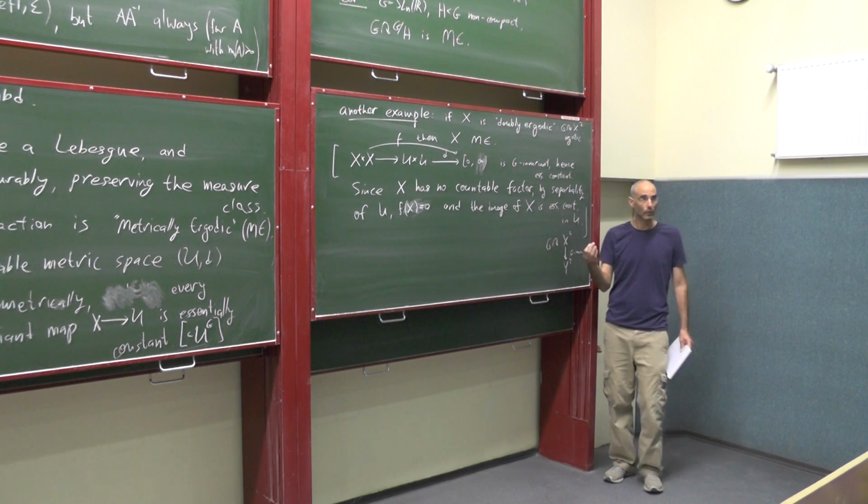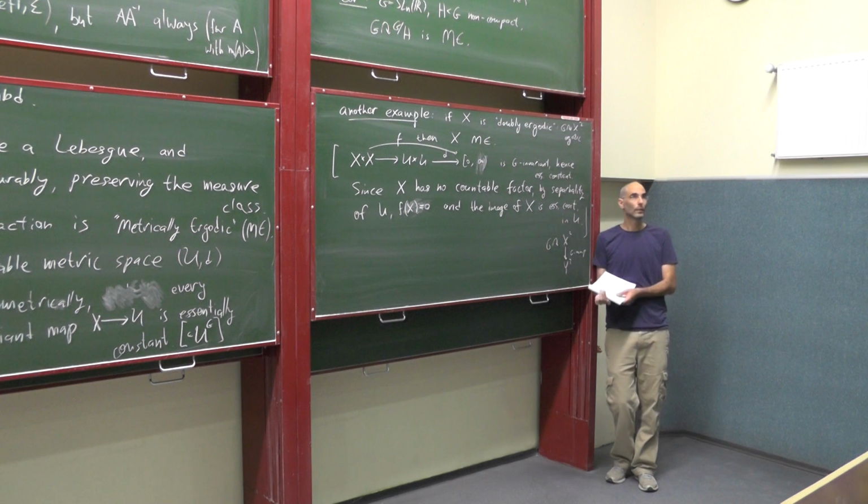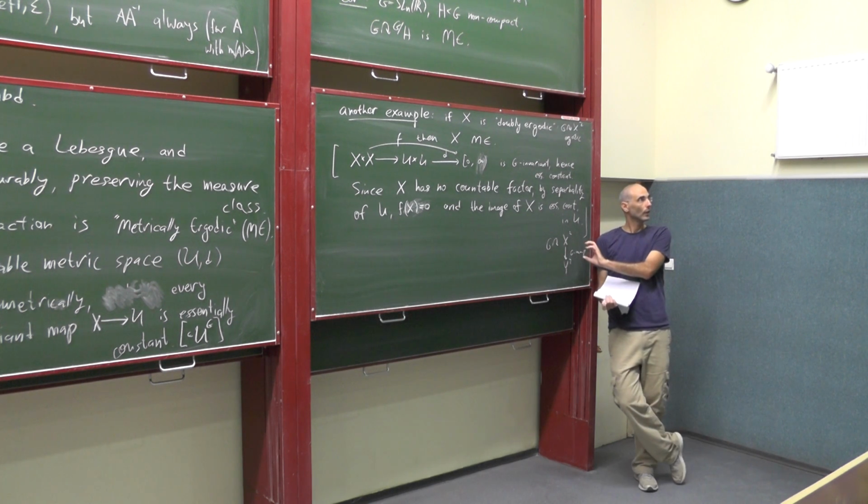These are nice things to keep in mind, that positivity of the measure of the diagonal in X squared is equivalent to having atoms in X. This is a little thing that is very useful to have in mind. And since we can't have 2 orbits here, it can't be countable.